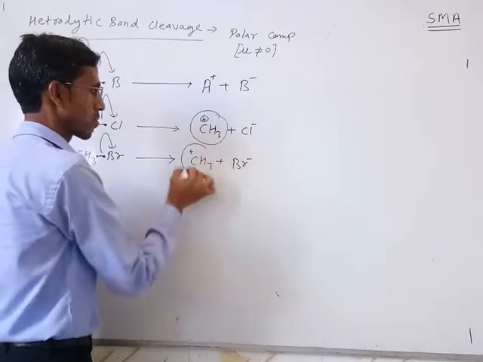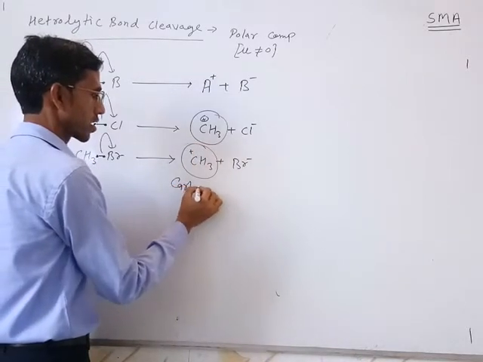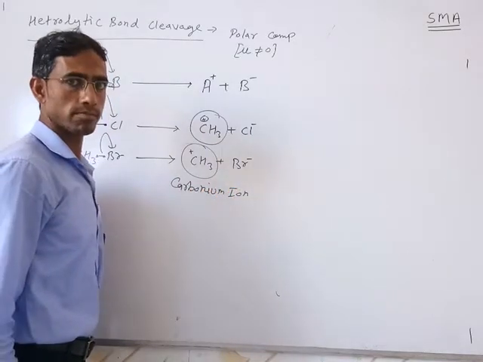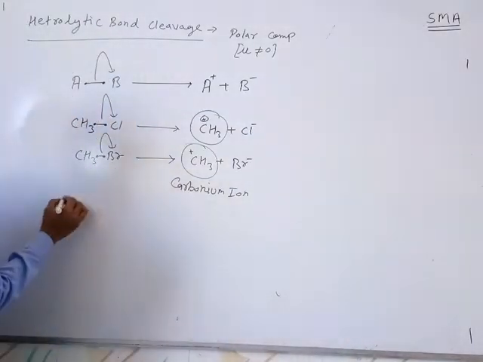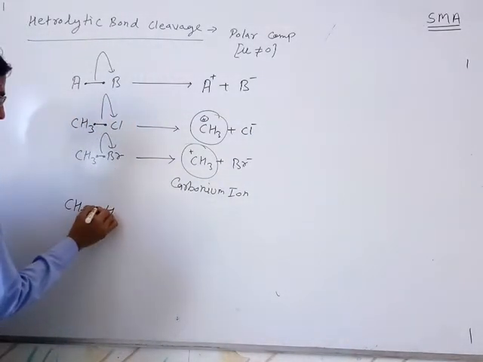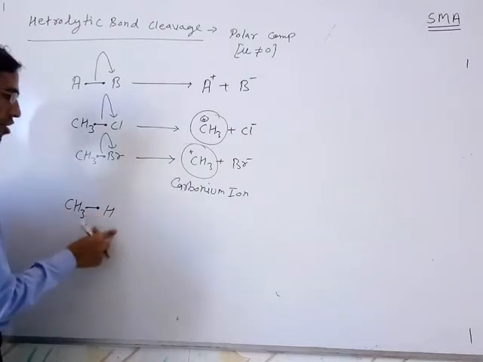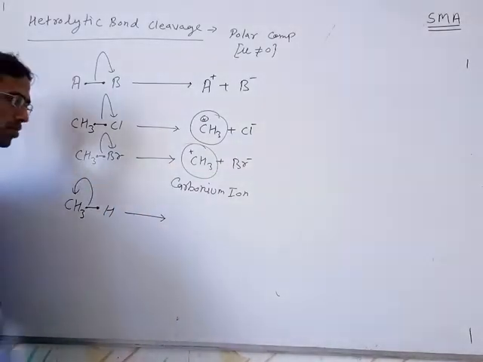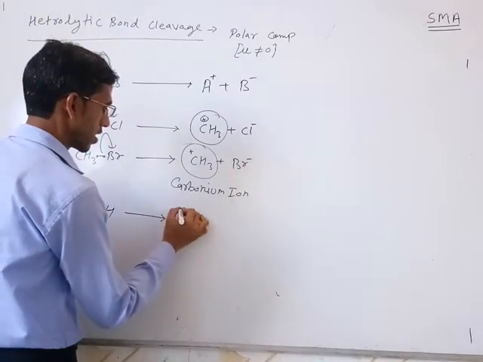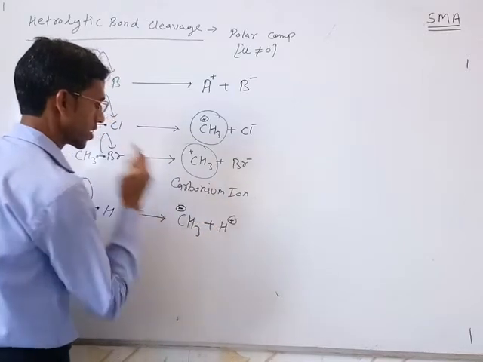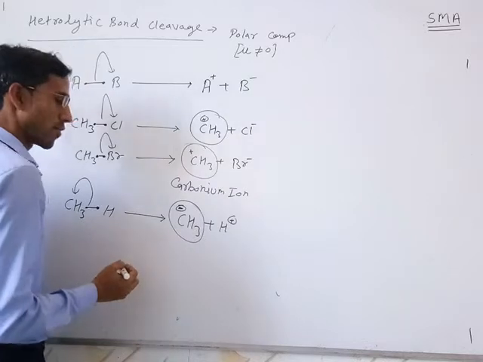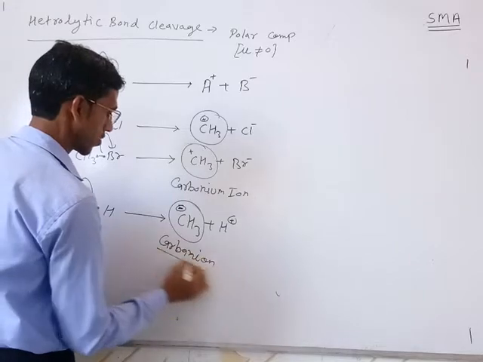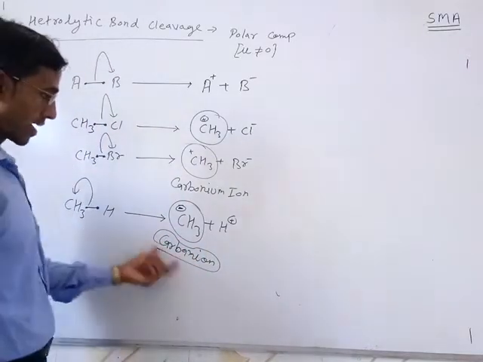Positive charged carbon species are known as carbonium ion or carbocation. Now discuss CH3-H. Here carbon is more electronegative than hydrogen. Then carbon attracts both the shared electrons. Then carbon gains a negative charge and hydrogen gains a positive charge. The negatively charged species of carbon is known as carbanion.